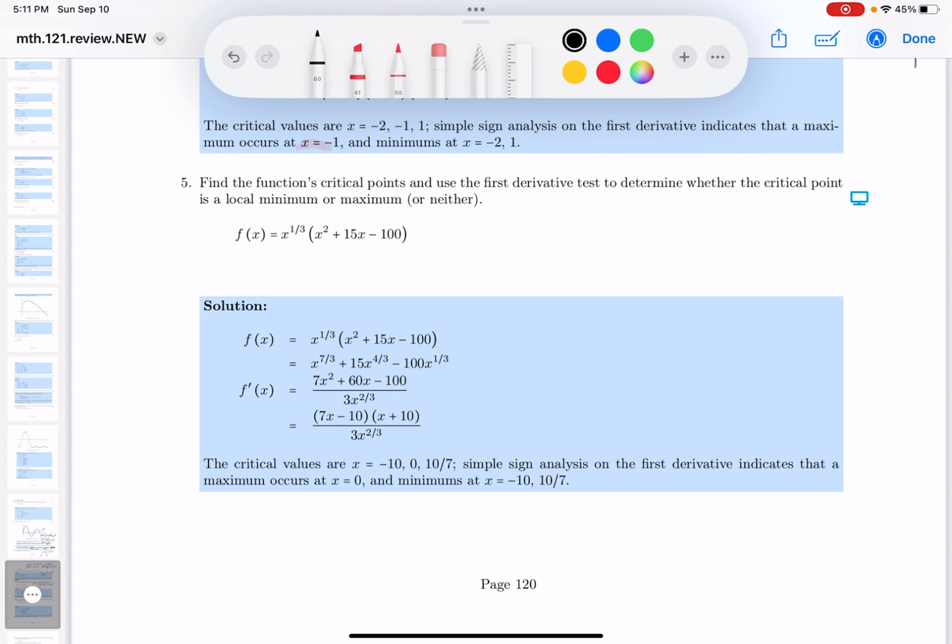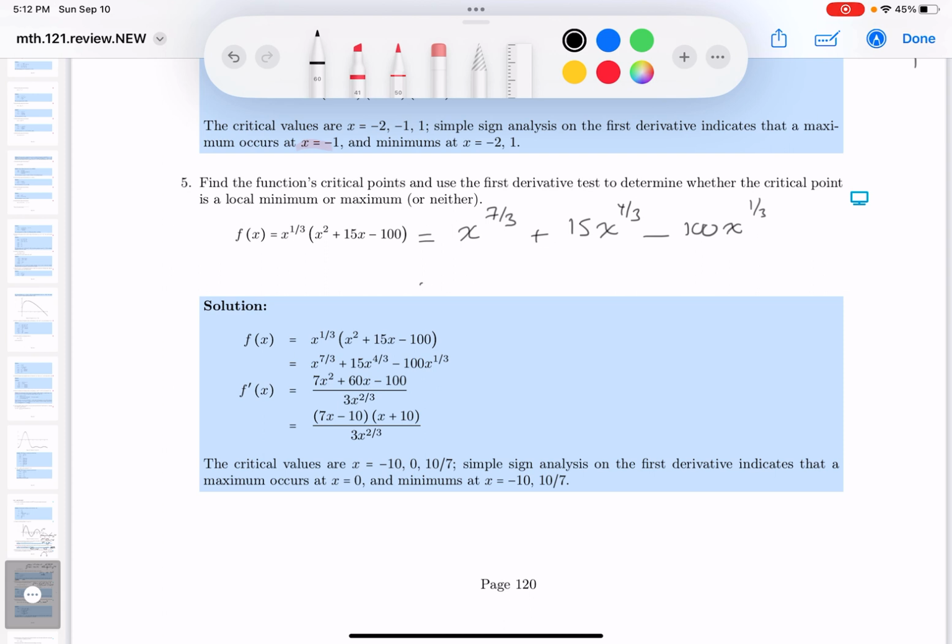Okay, so what I'm going to do here is just multiply this out. And what do you get? You get x to the 2 plus 1/3; well, 2 is 6/3, so you get 7/3. Then I get plus 15 x to the 3/3 and 1/3, which is 4/3. I'm adding the exponents, by the way. Minus 100 x to the 1/3. All right, more complicated. The domain is all real numbers.